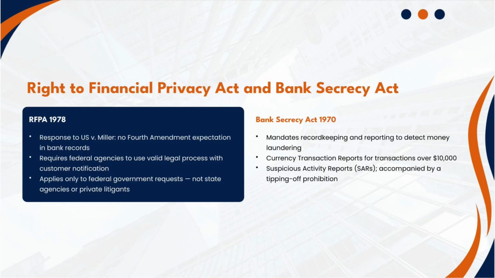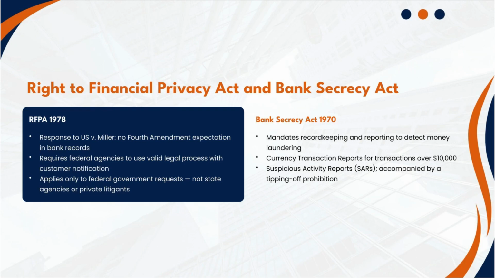Start with the problem. In 1976, the Supreme Court decided United States versus Miller. It held that you have no Fourth Amendment expectation of privacy in your bank records because you voluntarily gave them to the bank. That's the third-party doctrine, and it's foundational to everything in this chapter. Congress didn't like that outcome, so in 1978 it passed the Right to Financial Privacy Act, creating by statute what the Constitution didn't provide. The RFPA requires that federal agencies seeking your financial records use proper legal process, and generally that you receive notice and an opportunity to challenge it.